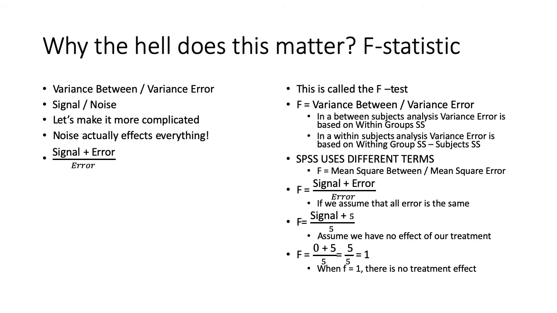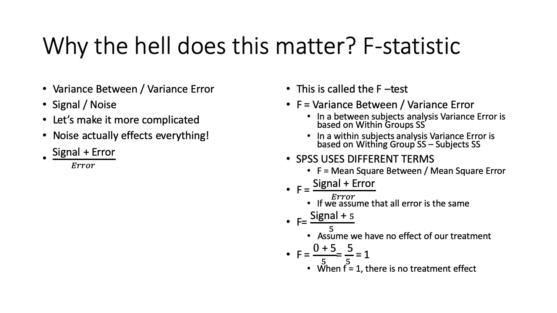And I'm going to call it signal plus error over error in this discussion because I want you to see that error is noise. So I think by changing up my words slightly, you'll see the connection between what we know about signal and noise in our previous studies and what we know about signal and noise now. Now, this simple ratio is called the F statistic, the F ratio, the F test. And it is the variance between divided by our variance error. And I know I said that before. And I also said that the error variance in a between subjects design is simply that within groups estimate, that within groups factor.